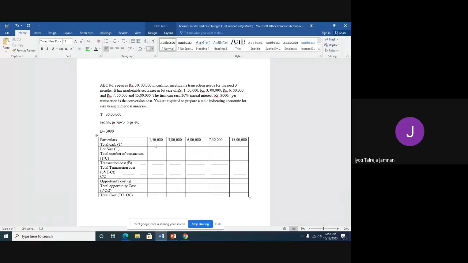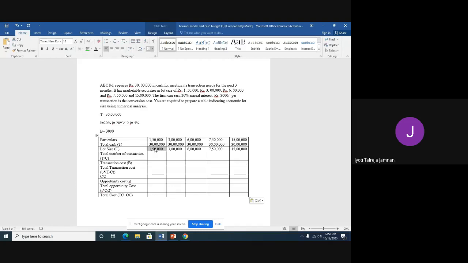So first we take into account the total cash, that is T, which is given as 30 lakh. So I take 30 lakh in all the columns. Next I have to take the lot size, which is C. So we can take it as 1,50,000, 3 lakh, 6 lakh, 7,50,000 and 15 lakh.